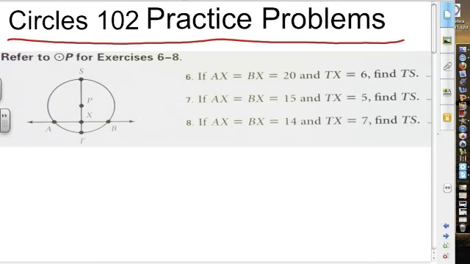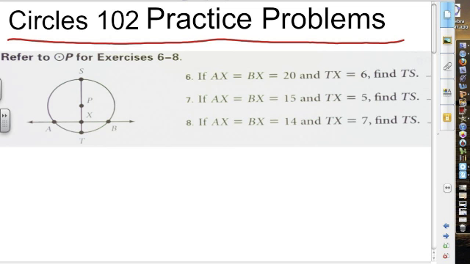Okay, now it's time for Circles 102 practice problems. So, we're going to practice problems that have to deal with the segment lengths inside circles cut up by all these different shapes that we had. So let's take a look at this set here. And refer to this circle P for exercises 6 through 8.